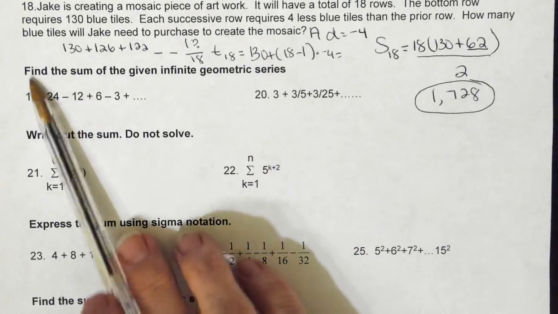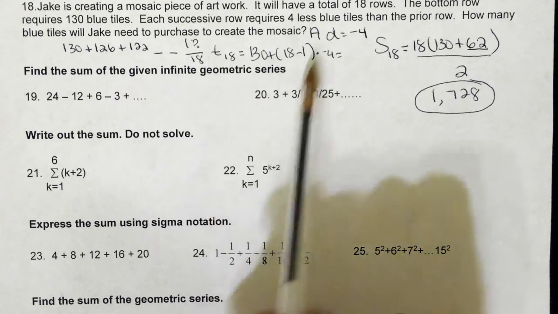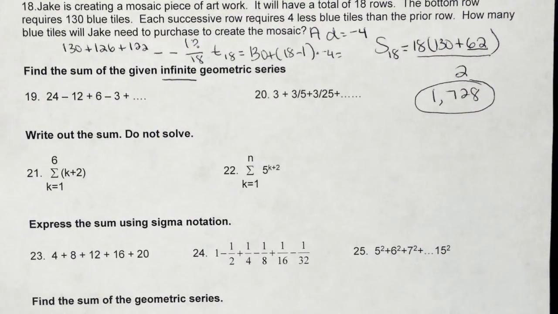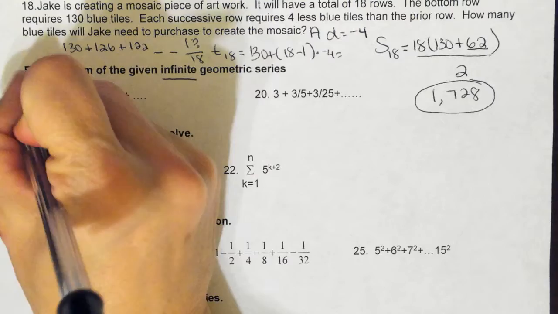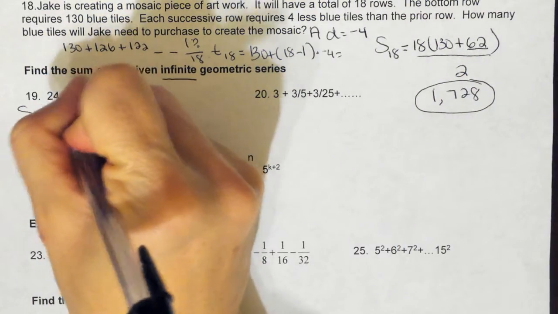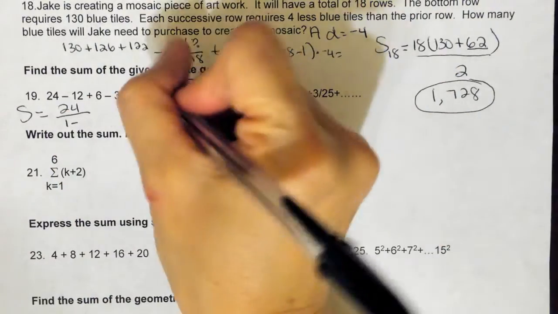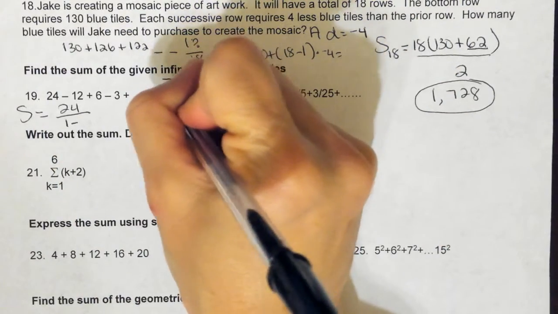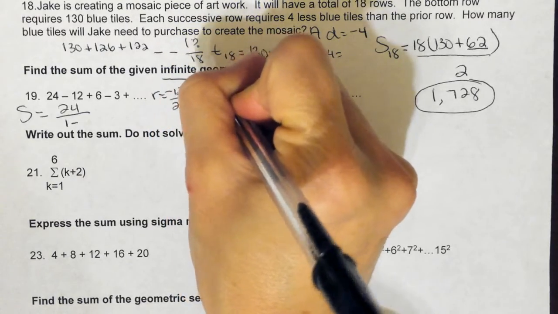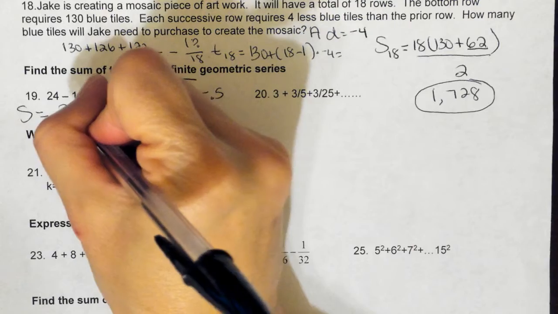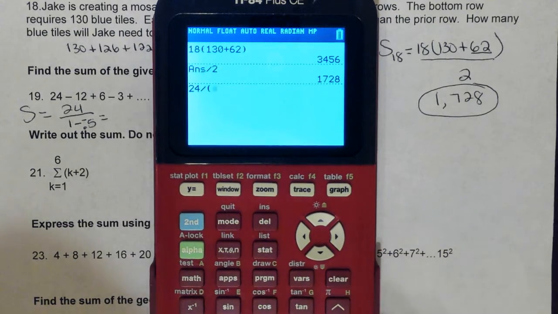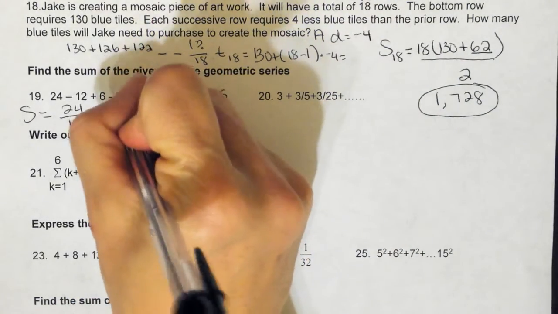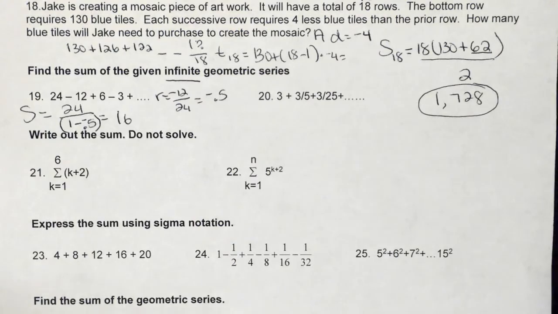Okay, on number 19 and 20, it says find the sum of the given infinite geometric series. Because it says infinite, I know the formula I'm going to use is this one right here, and I'm simply going to plug everything in. So S equals the first term, which is 24, over 1 minus my R. To find R, we divide the second term by the first term, which would give me negative 0.5. So I have 1 minus a negative 0.5. Let's type that in our calculator: 24 divided by parentheses, 1 minus a negative 0.5. That's going to tell me my answer is 16. Just remember when you type it in your calculator, this bottom number has to go in parentheses.